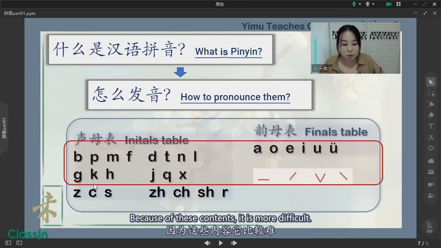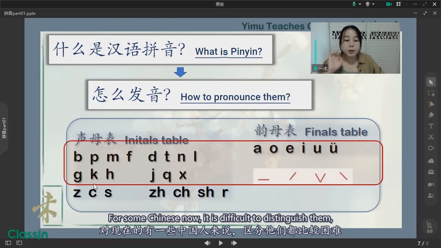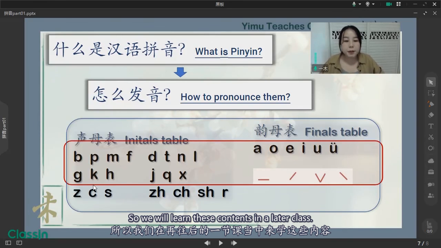Why don't we talk about this in the next class? Because these contents are more difficult. For some, it is difficult to distinguish them. So we will learn these contents in a later class.